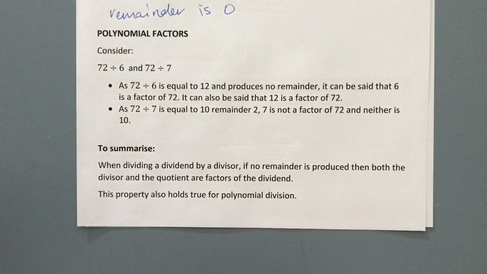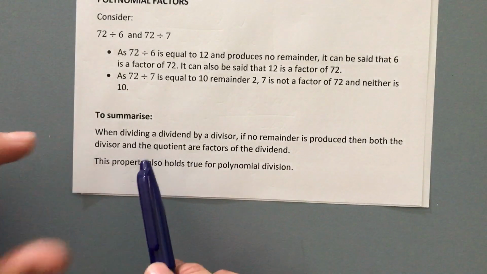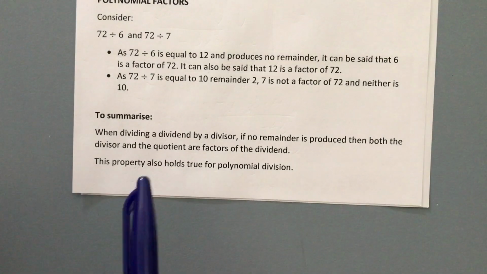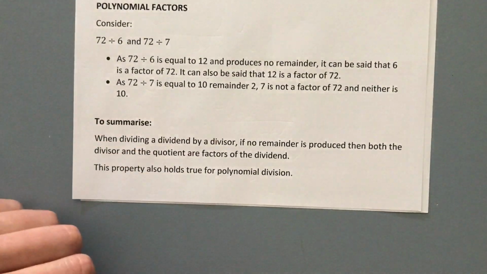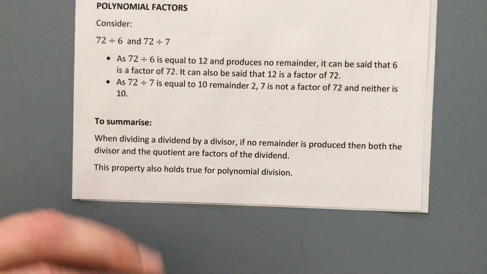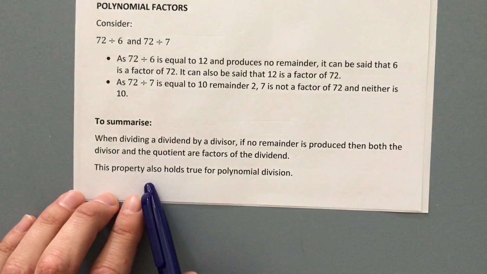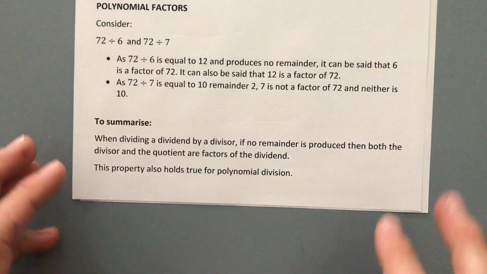All right, so the result that we're looking at there, to summarize that: when dividing a dividend by a divisor, if no remainder is produced, then both the divisor and the quotient are factors of the dividend. So 72 divided by 6 gives you 12 as the quotient. The divisor of 6 and the quotient of 12 are both factors of that dividend 72. Okay. That property also holds true for polynomial division.